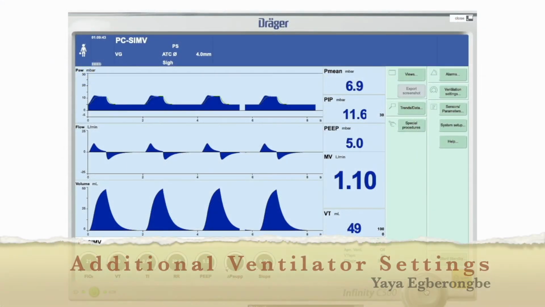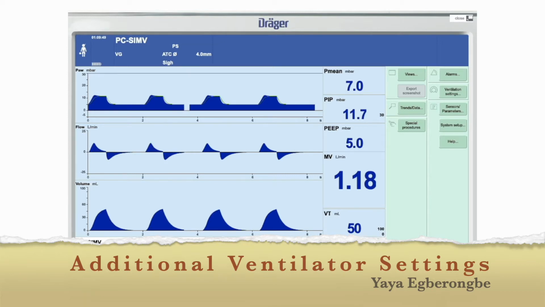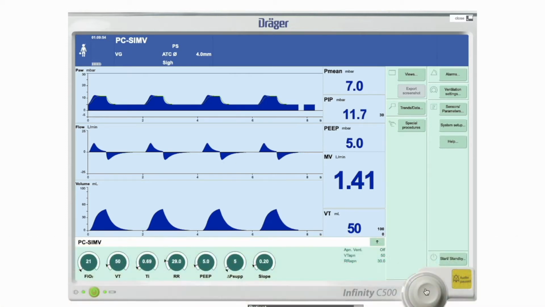Guys, and welcome to this video where we're looking at additional ventilator settings, where you find them, how you set them up, and why you might want to do so. As ever, we're ventilating a 10 kilo child who is 77 centimeters, and we're currently on pressure control SIMV.